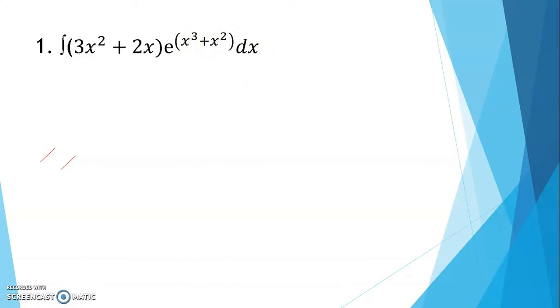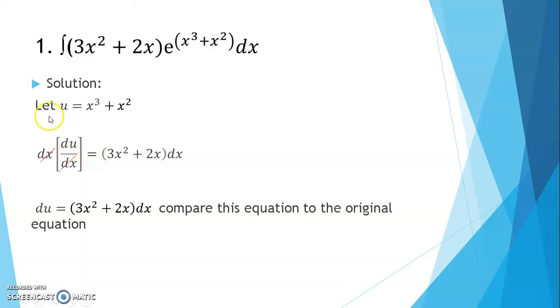If you want to try first, you can pause this video, and then you'll get to see the answer and the ways to do it, whether it's correct or not. So first, what do we have to do? First we let u equal x to the power of 3 plus x squared. So we differentiate u. We get this.